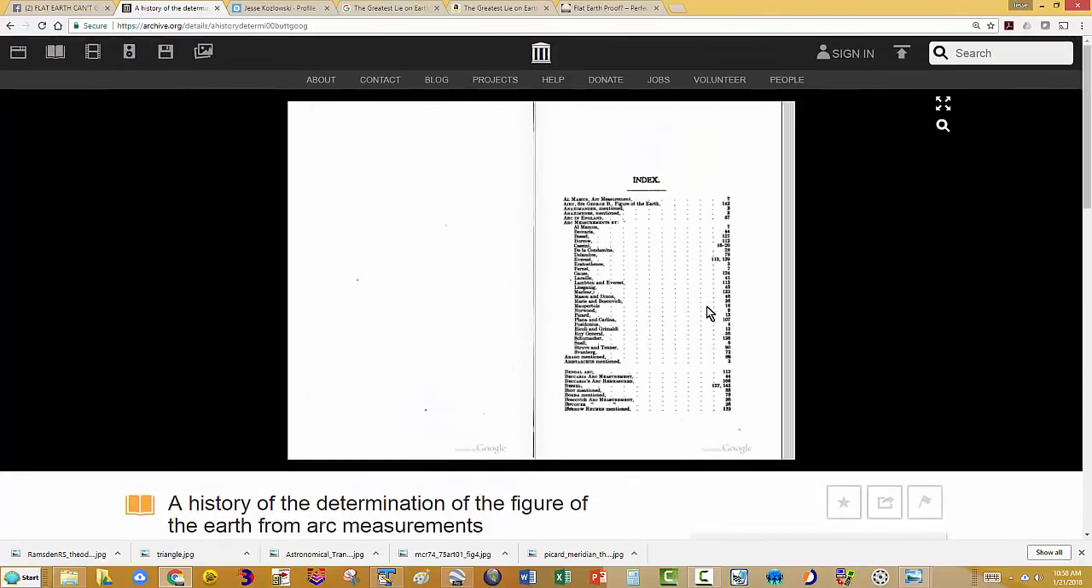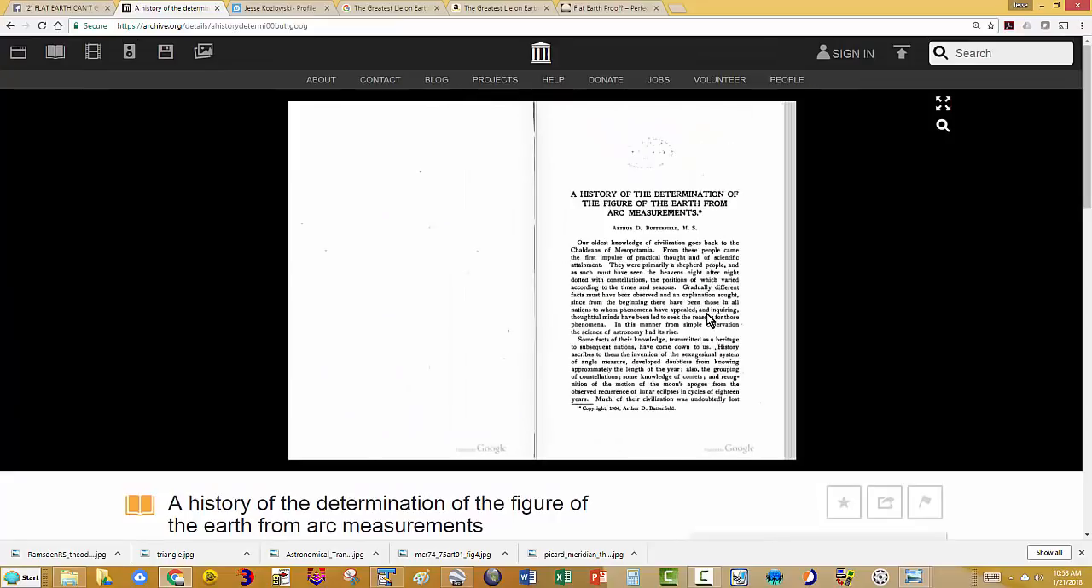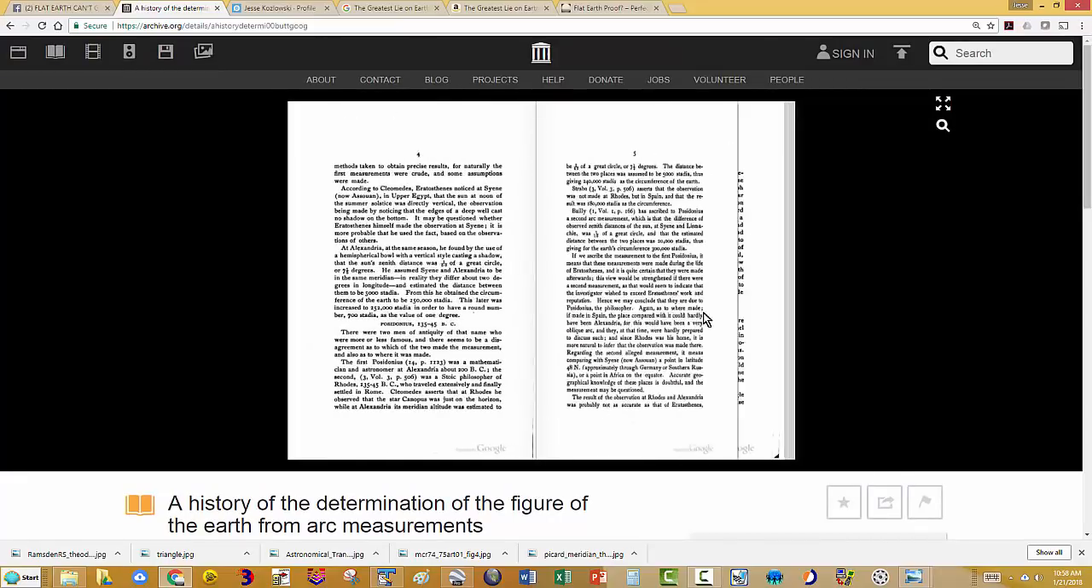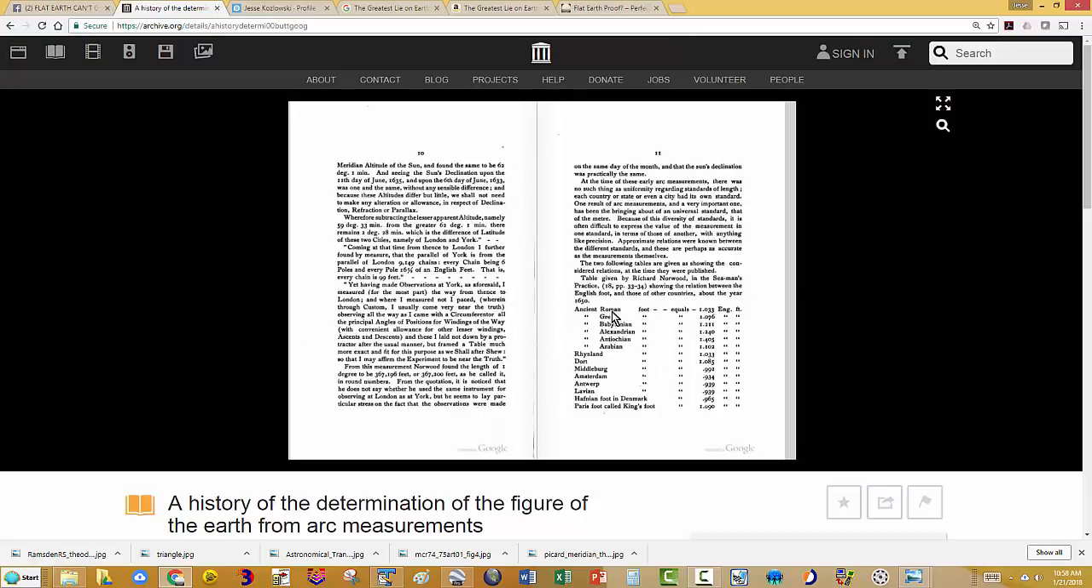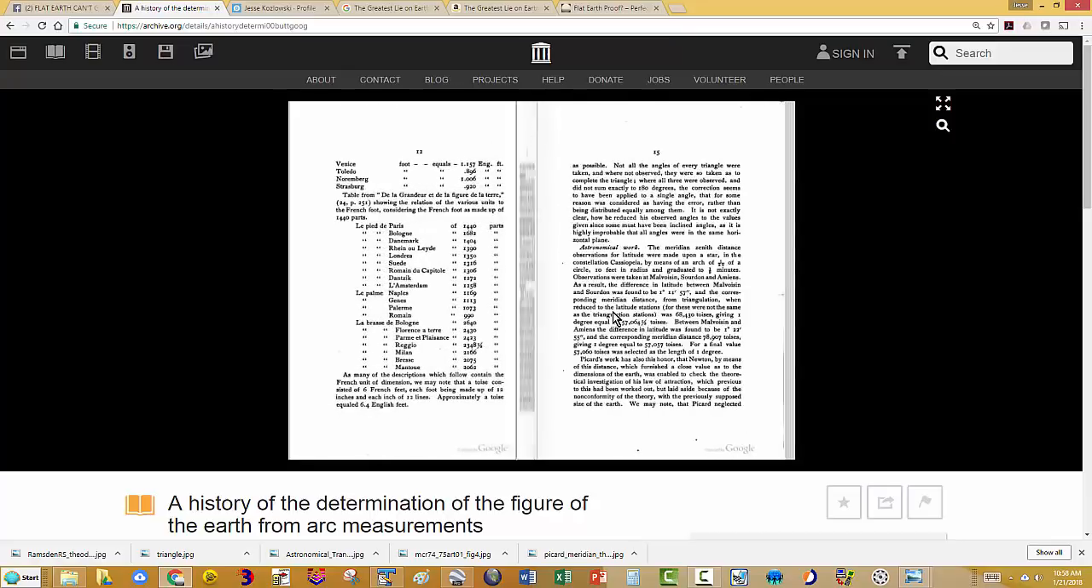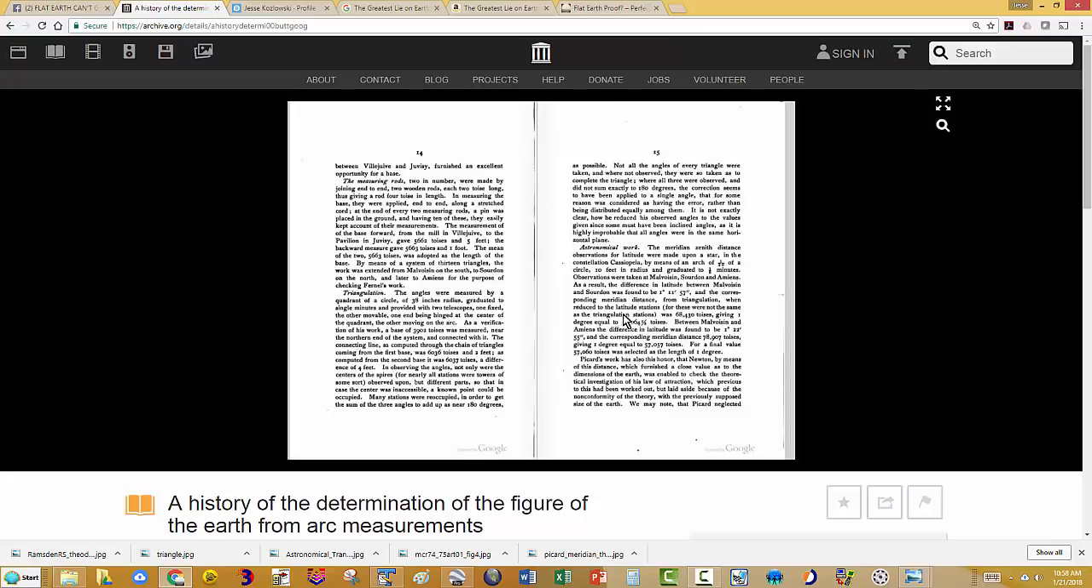and take a look. It's really a very concise summary describing how we've advanced over time through the centuries in our ability to measure the size and shape of the Earth. And I find this to be very interesting.